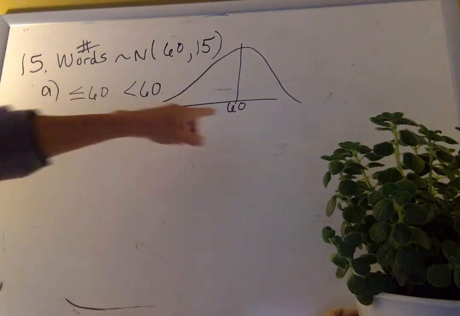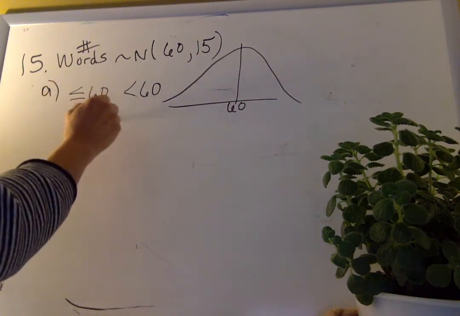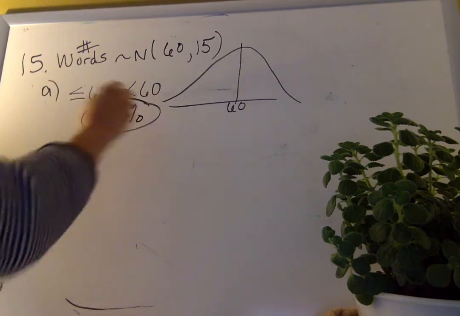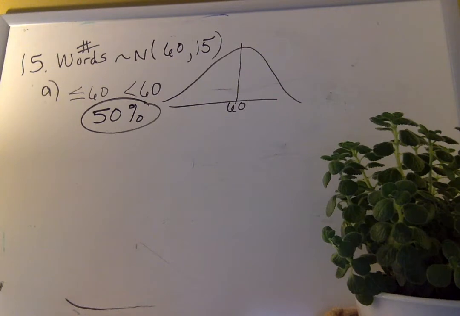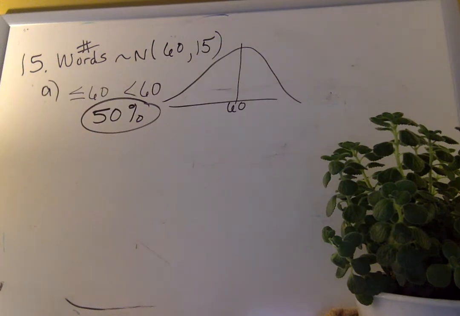What is the answer? Wait, the mean is 60. Oh, you just want half the curve. 50% is the answer for both of them. They wanted you to know that the mean was in the middle, 50%. They wanted you to know that for the normal distribution, these two are the exact same answer.